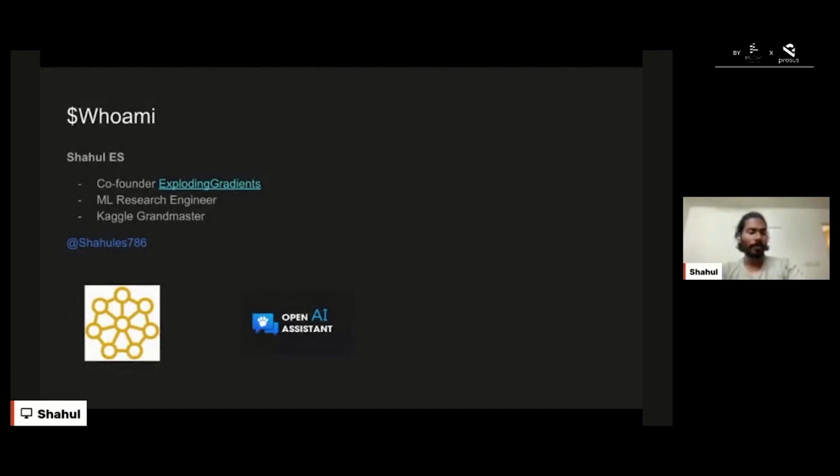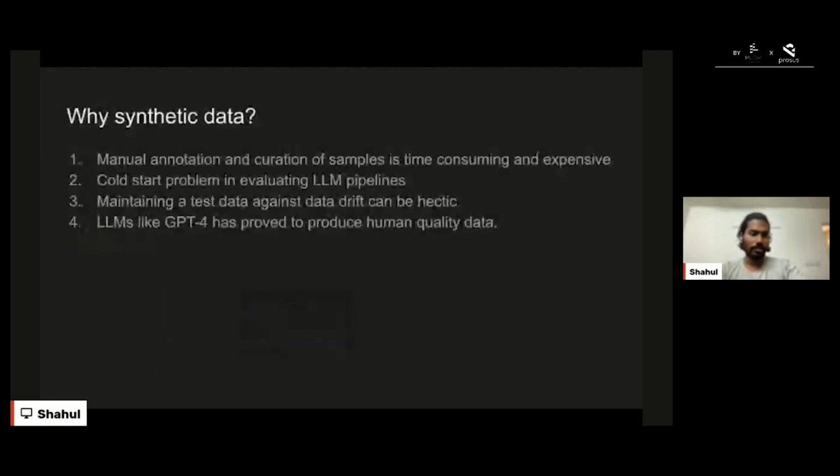So let's first address the issue of why synthetic data. In traditional ways, manual and occasional curation of samples have always been very time consuming and expensive. Given the emerging abilities of LLMs such as GPT-4 to produce high quality human-like labeled data, this process can be further improved in efficiency by producing synthetic data instead of manual annotation.